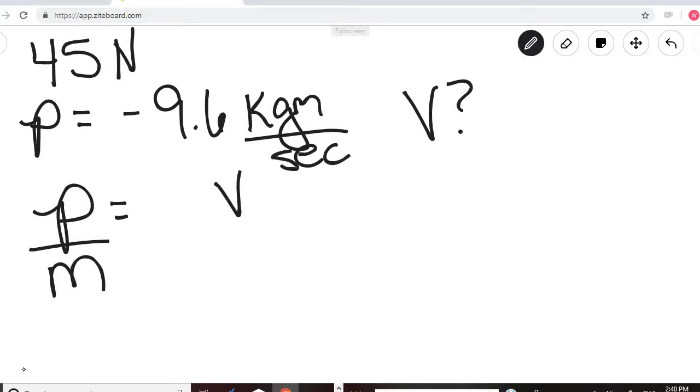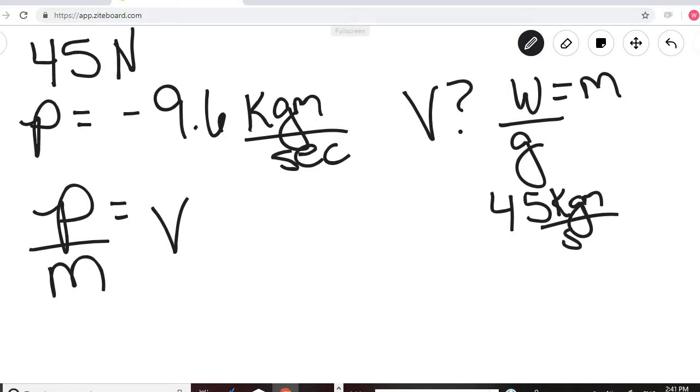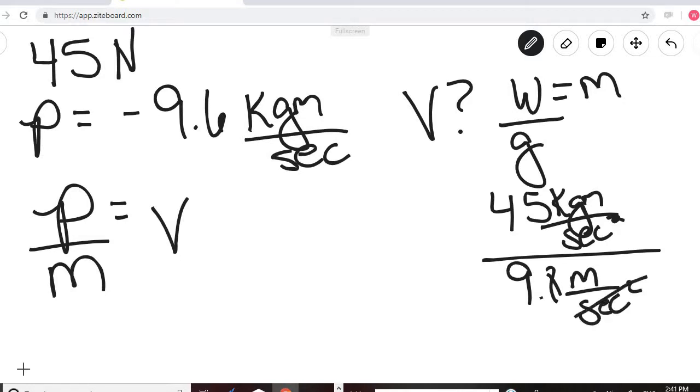Okay, so the first thing that you need to realize is that Newtons is a weight measure, not a mass measure. So the first thing we've got to do is get that into a mass. So weight is equal to mass times gravity, so weight divided by gravity will equal mass. So 45 newtons, which is a kilogram meter per second squared, divided by gravity, which is 9.8 meters per second squared. So the seconds squared cancel, the meters cancel, you're left with kilograms. So the mass is equal to 4.6 kilograms.